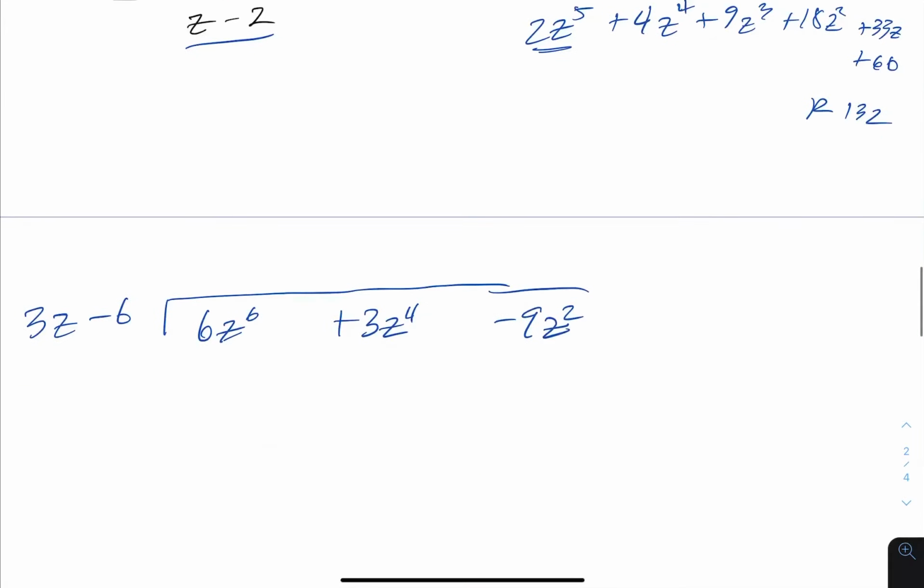So if I was doing this, again, you look at the first terms and you go, okay, what do I multiply 3z by to get 6z6? That would be 2z to the 5th. Multiply both, so I get 6z to the 6th. This guy times that guy is negative 12z5. Where would I put it? There's no z5. Well, there's a plus 0z5, so you have to put it here. This is why no matter what, you have to go down in order.